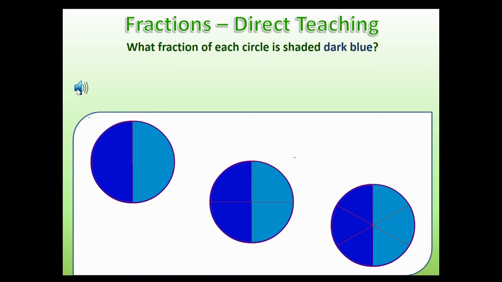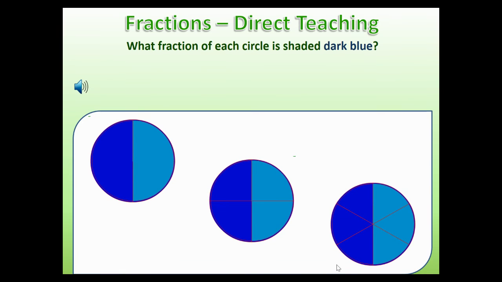When we write fractions to describe pictures like these, it's helpful to think about how many pieces are shaded and how many of those pieces there are in the shape altogether. In the first shape, there is 1 part shaded dark blue out of 2 equal parts altogether, and these are the numbers we use to create the fraction. 1/2, 1 part shaded out of 2 equal parts altogether.